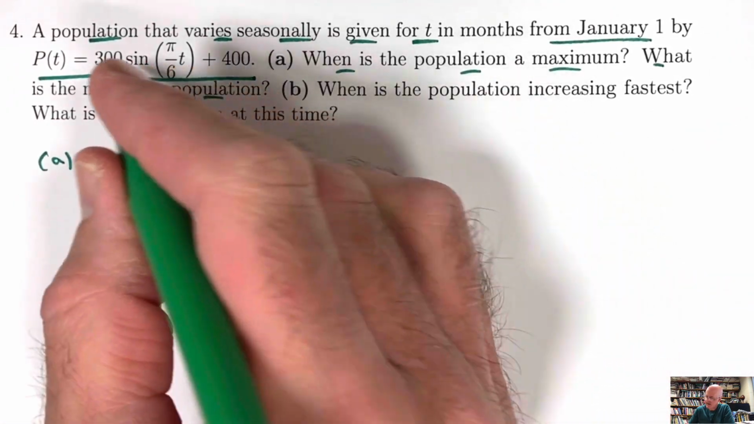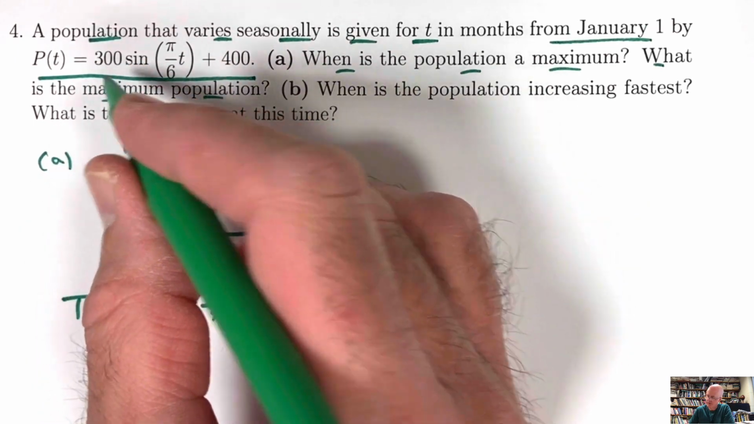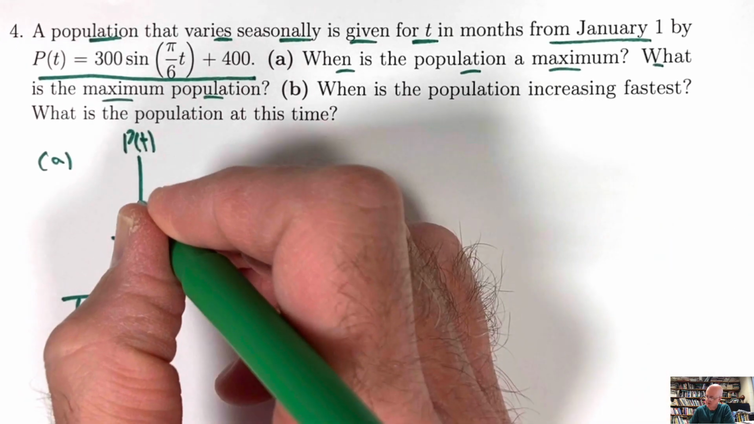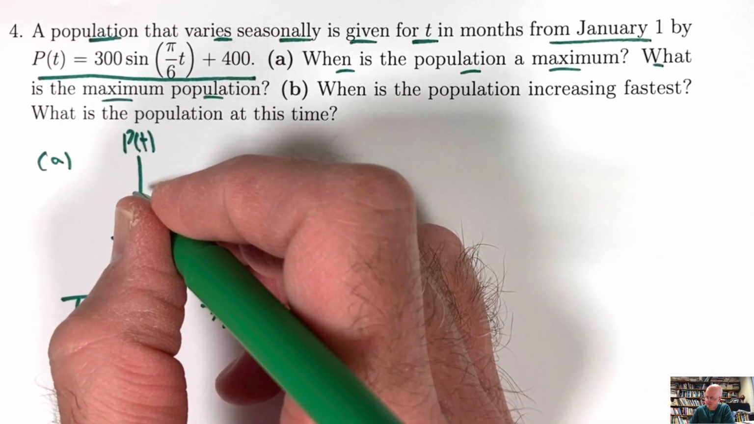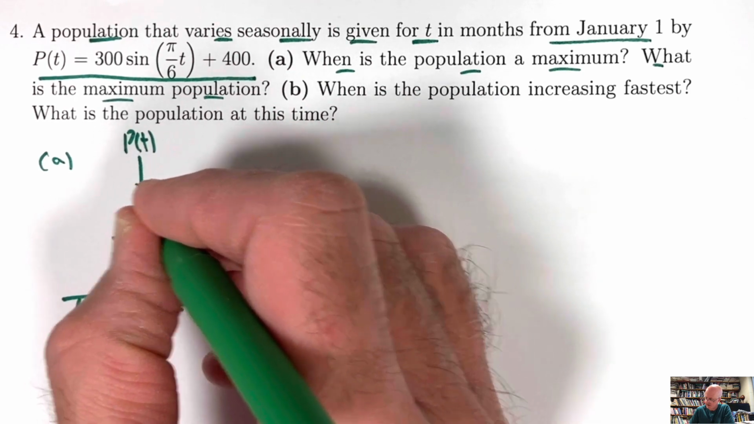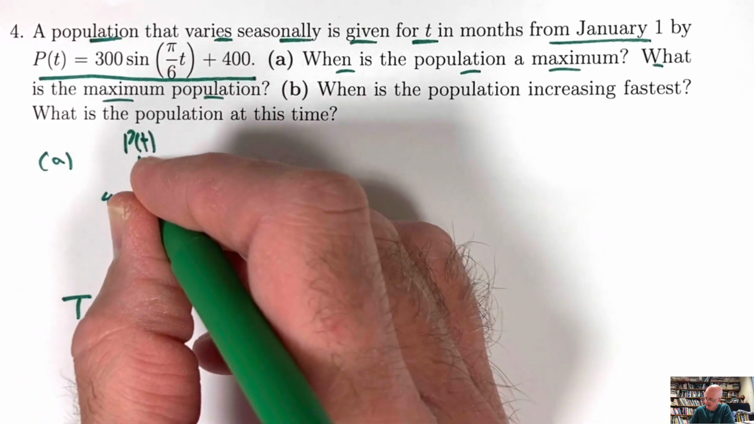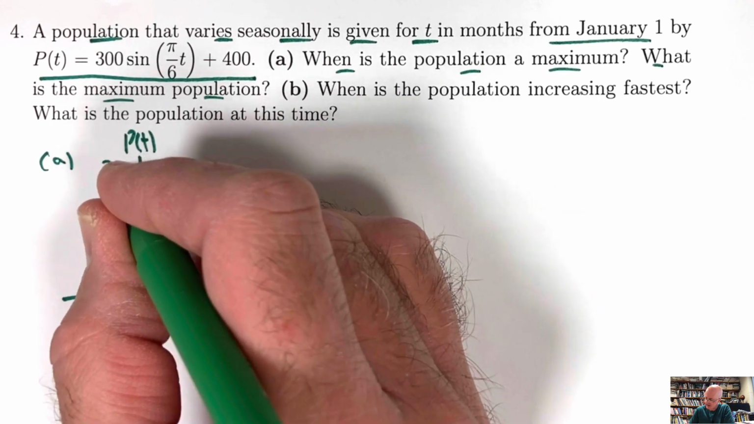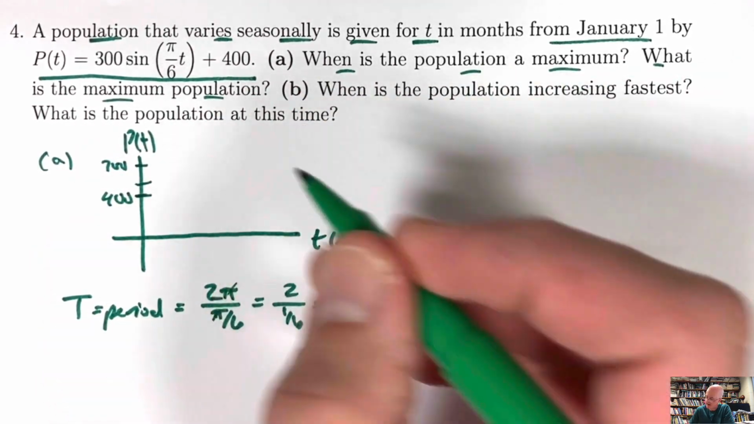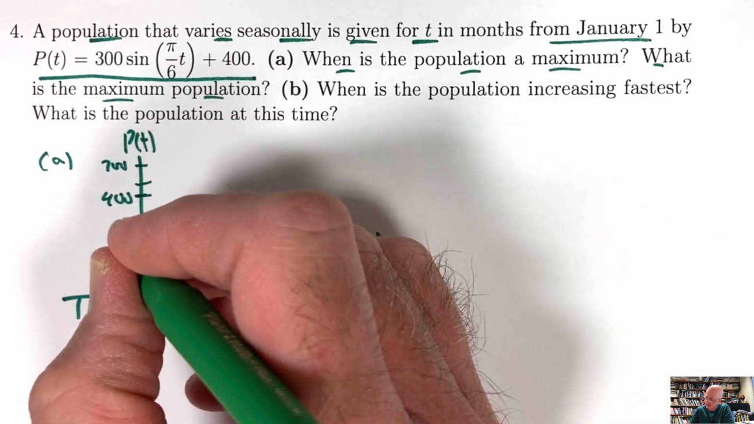We also know it's the sine function instead of the cosine function with a positive coefficient in front of sine. So its graph has to start at the midline or average value, which will be the vertical shift, 400. Well, let's put that here. And let's make this be 700. That'll be the maximum value. That's the answer to what's the maximum population. And the minimum will be 100.